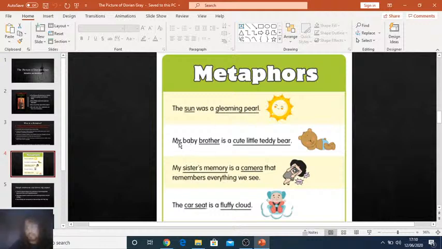Now, this example I like very much because it really makes you understand in a very simple way. So here we can say, my baby brother is a cute little teddy bear.